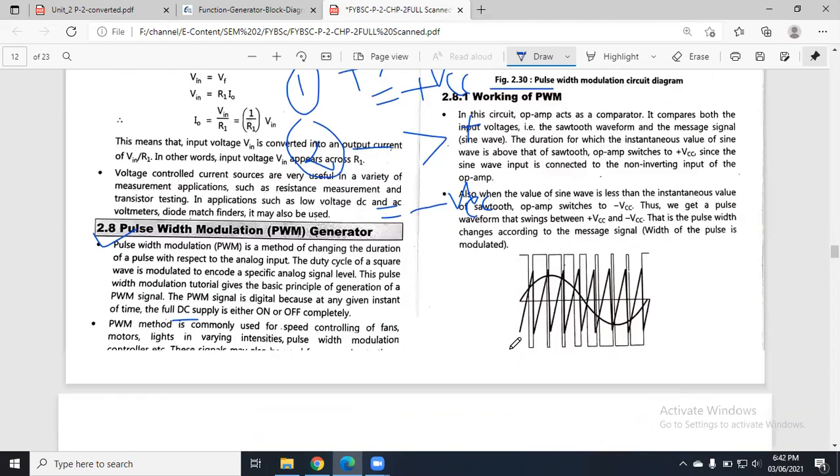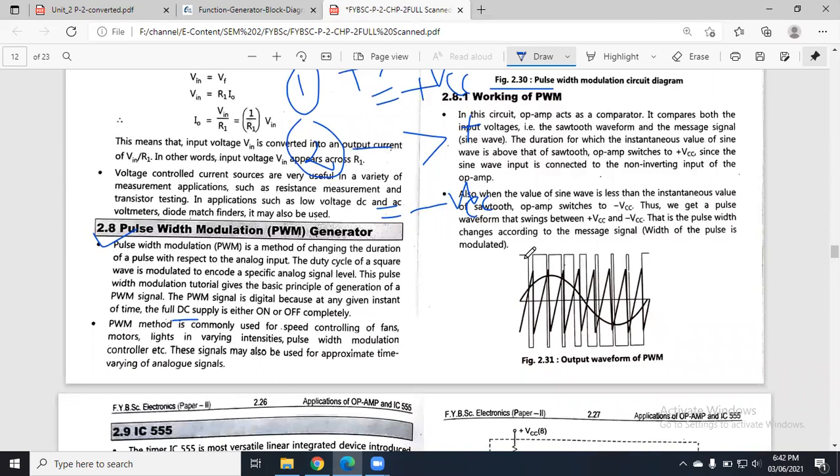So at the output you will get such a waveform. Here we have pulses. Again, we have a sine wave and a sawtooth wave. This is the final output waveform which we can achieve with the help of PWM. So this is all for now. We'll discuss the remaining things in the next lecture.